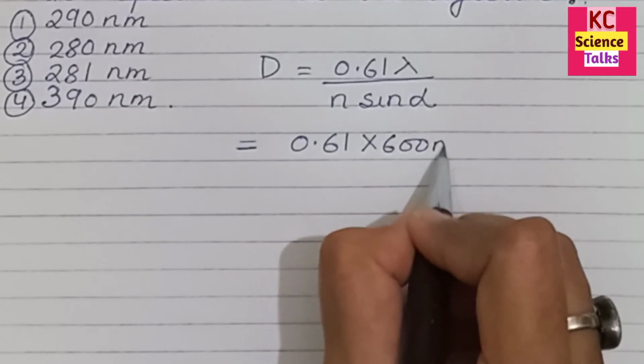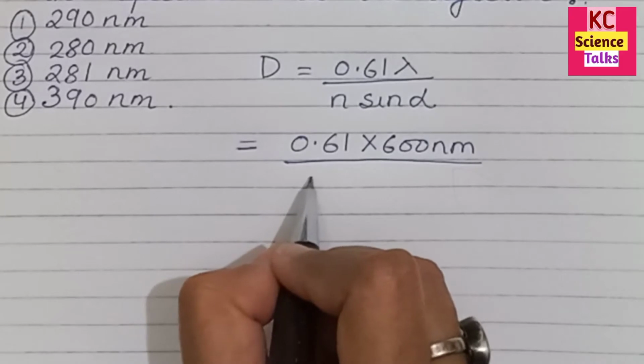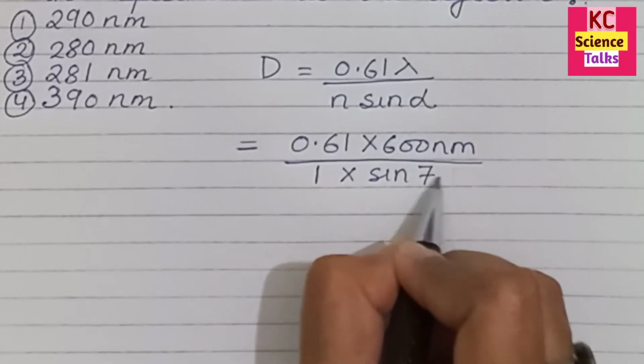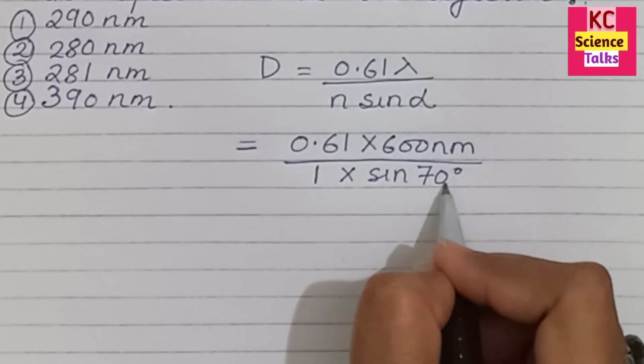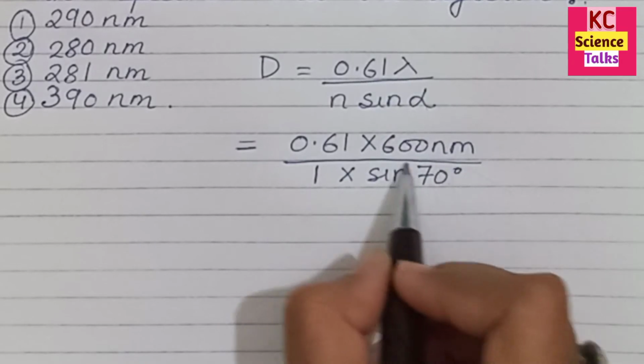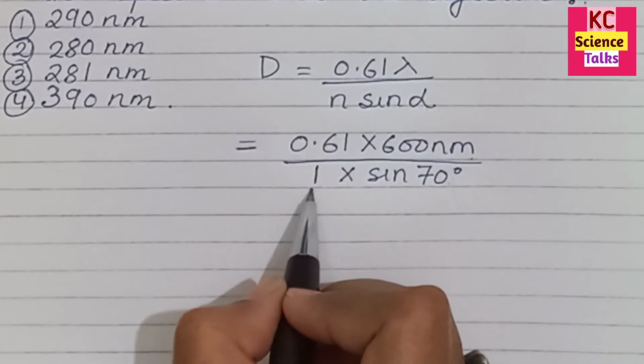600 nanometer, okay, n is 1, okay, and sine 70 degree. Okay, so 70 degree is alpha, that is the angular aperture. Lambda is 600 nanometer and n is the refractive index, that is 1.